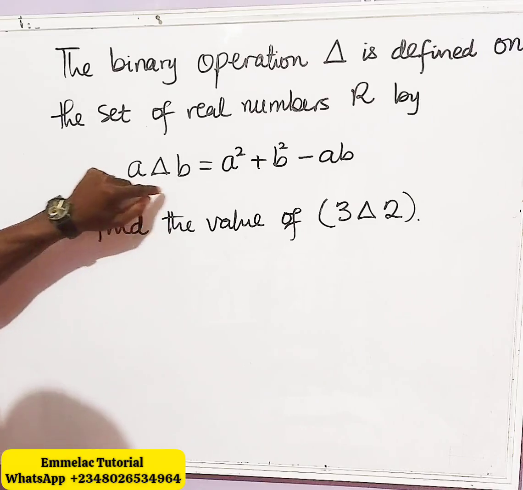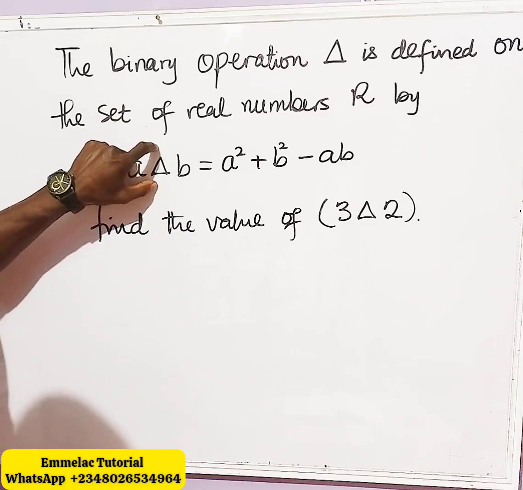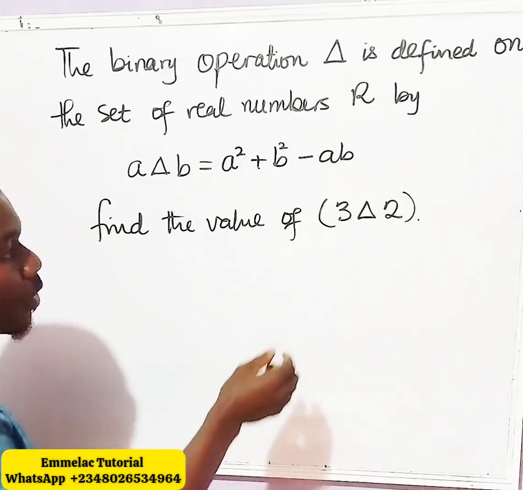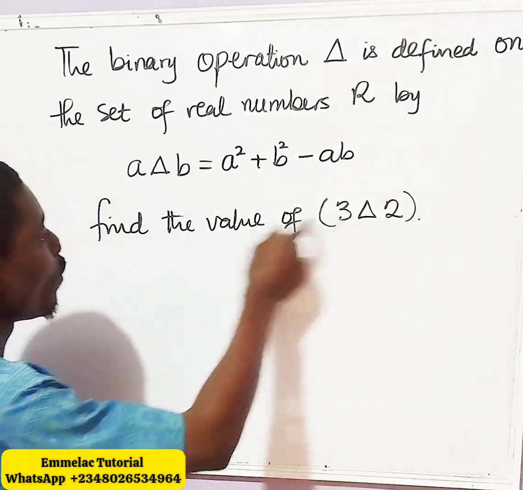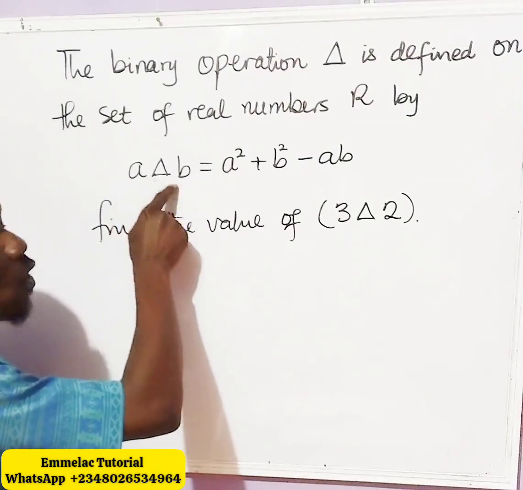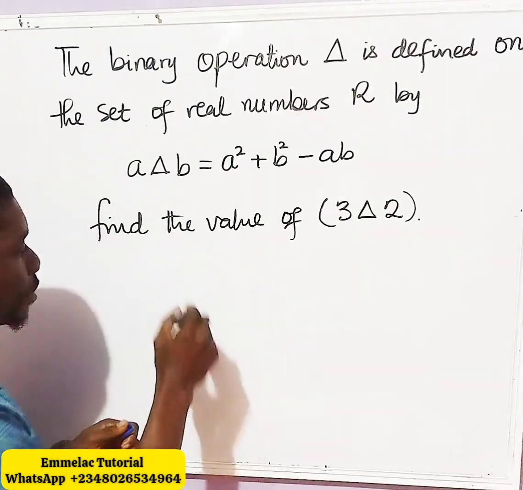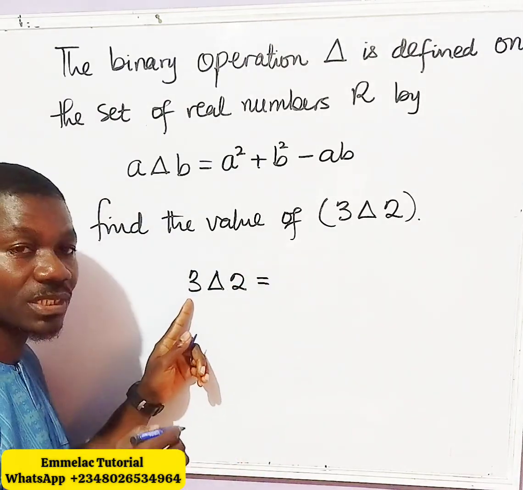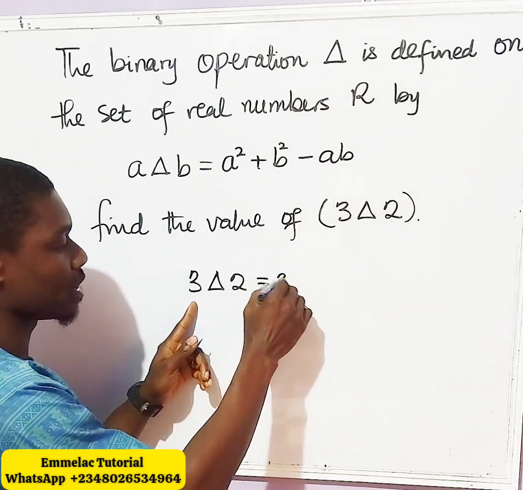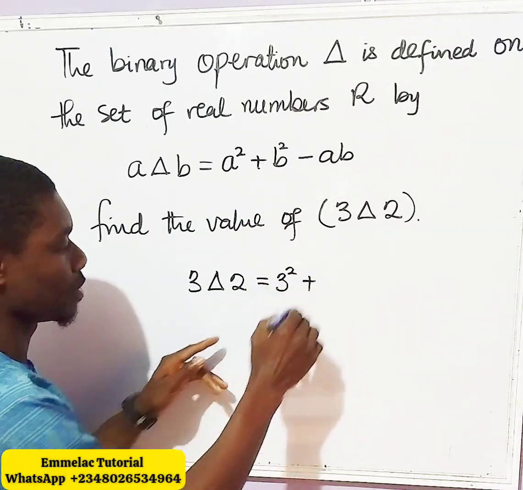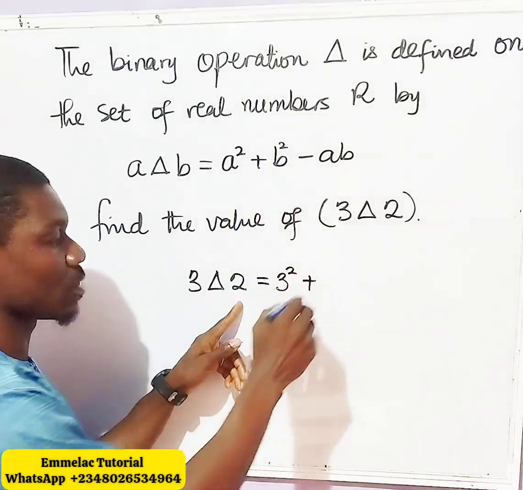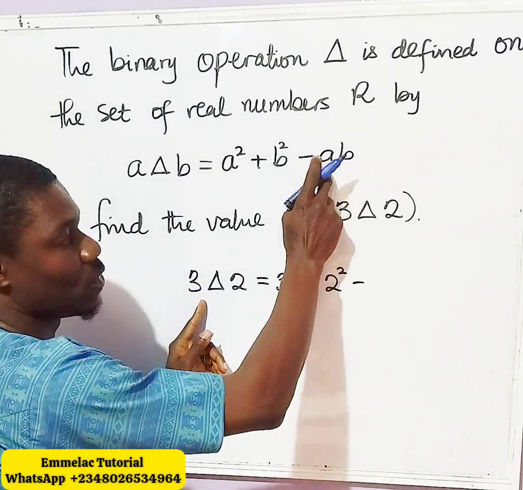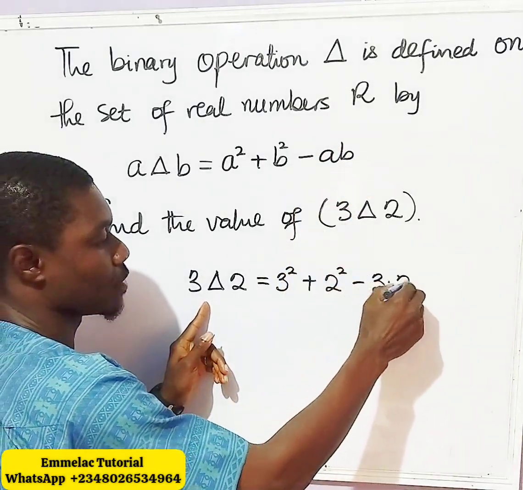Take note that the two elements, when operated according to this sign, give us this equation. So what we just need to do is to plug in 3 and 2 for the respective values of the elements A and B. Wherever we see A, we replace it with 3, so here we have 3 raised to 2, then plus 2 raised to 2, where 2 is B, then minus AB, so 3 times 2.